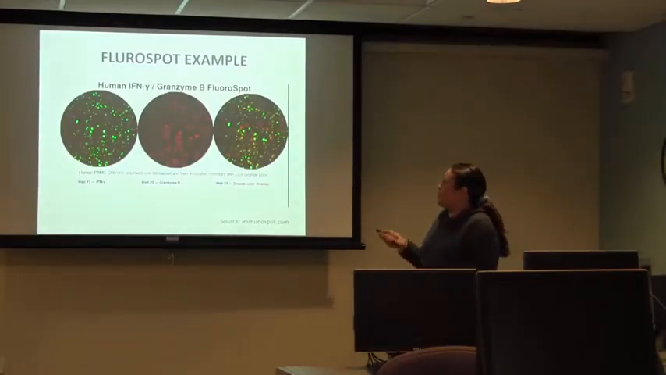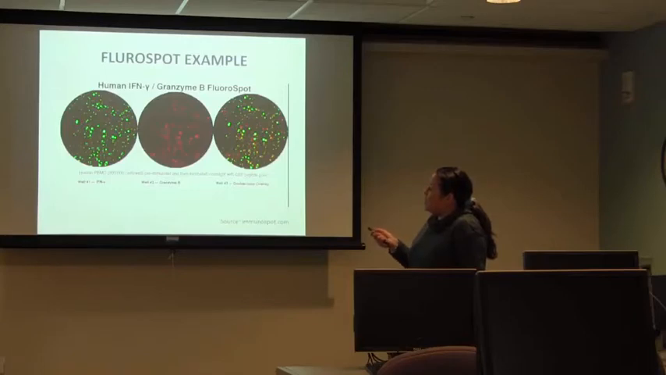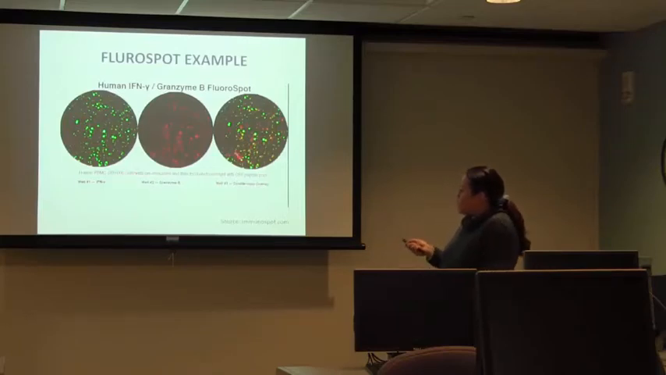And this is just an example of what FluoroSpot looks like. So you can actually detect both interferon gamma and granzyme B in the same ELISPOT well. And here is just looking at both of them. So some of these cells are producing both of the cytokines when you look at it right here. So this is a very useful technique to detect cytotoxic CD8 T cells.